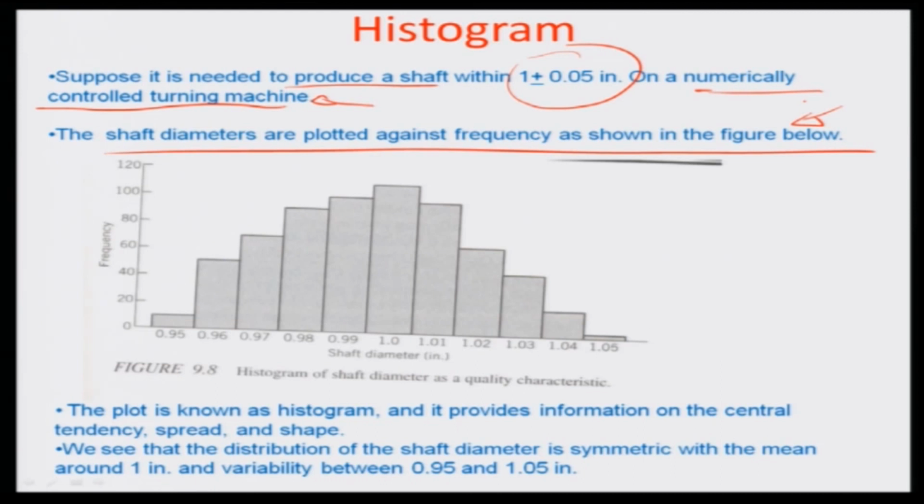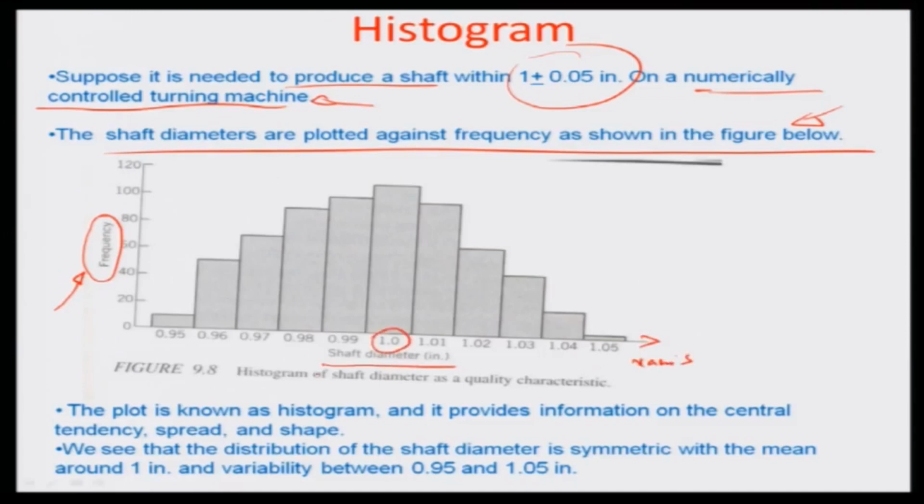And here we see that out of the measurements of 300 or 400 samples out of maybe 30,000 which are produced by this numerically controlled machine for a period of, let's say, 2 days or 1.5 days, you have a distribution in terms of a frequency, that means the number of occurrences with the shaft diameter. So on the x axis here you are plotting the shaft diameter.